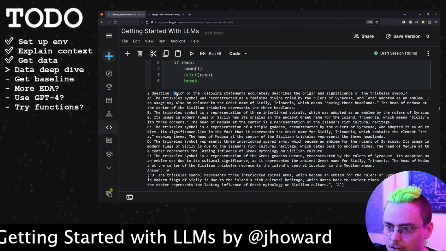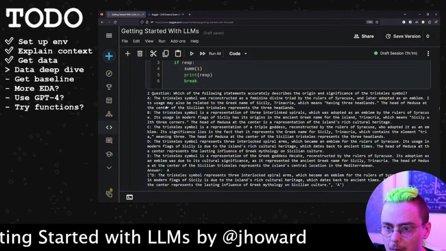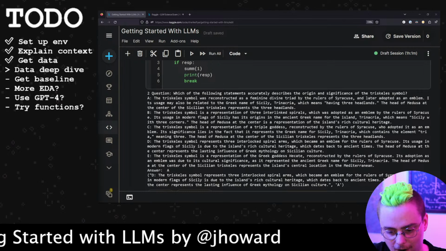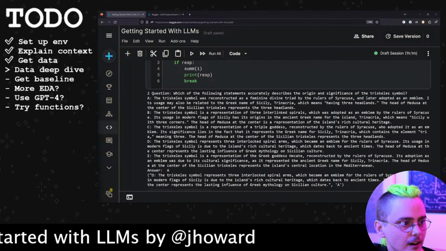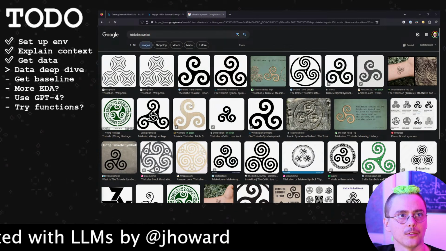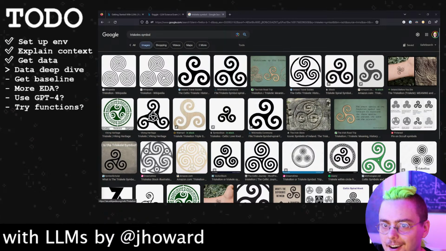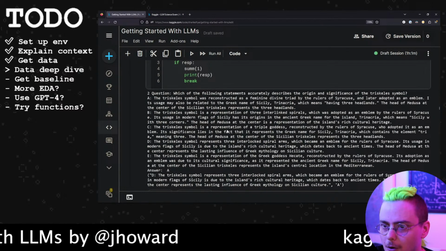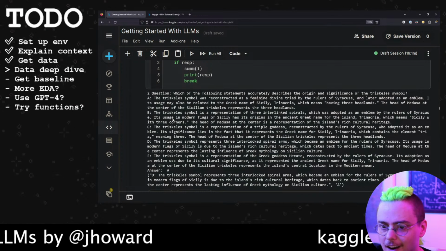So let's look at this question here. Which of the following statements accurately describes the origin and significance of the Triskelion symbol? In case you're not up on this, let me grab an example of the Triskelion symbol from a browser. Initially I thought it was referring to the 3 legs from the Isle of Man. But the Triskelion is this triple spiral thing. I don't know if I'd call that a science question, but it's in our science question data set. And the model got it wrong.